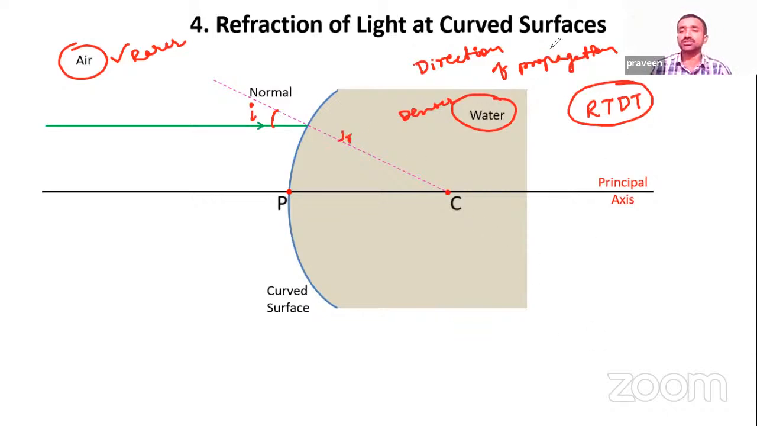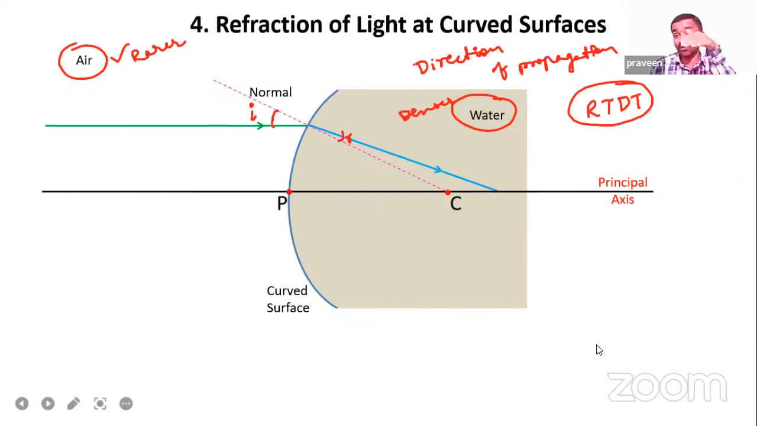Then just extend the light ray by connecting them. Simple. Then it will be given to you. So here, a light ray parallel to the principal axis is incident on a convex surface and enters into the denser medium. After this, what happens?